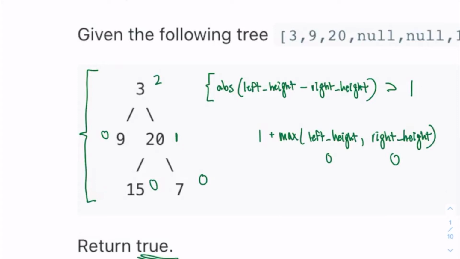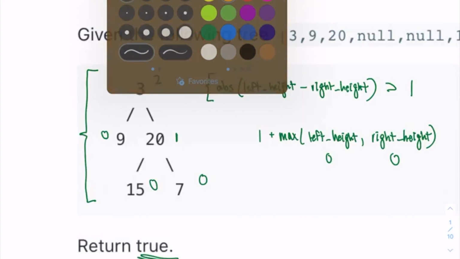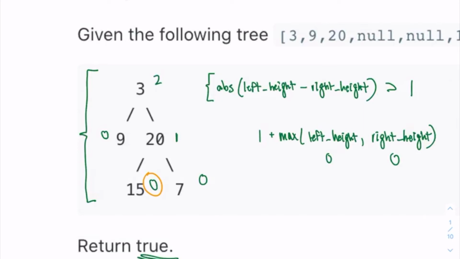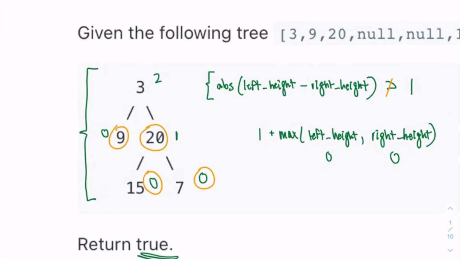For example, 15 and 7, left height is 0, right height is 0, 0 minus 0 is 0, and since 0 is not greater than 1, it's true. 20's height is 1, 9's height is 0. Absolute value of left height minus right height is 0 minus 1, which is negative 1. Absolute value of negative 1 is 1, and 1 is not greater than 1, so that's true. And then finally, that's the last step, and we've proven that this binary tree is true.